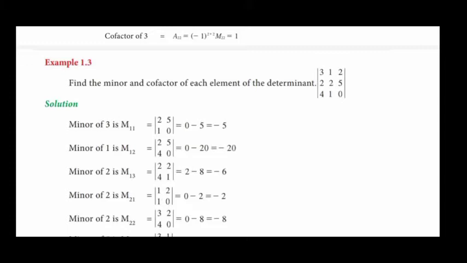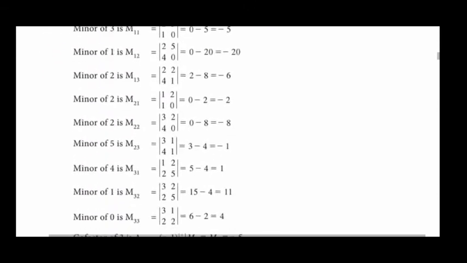Find the minor and cofactor of each of the elements. It is a 3 into 3 matrix. Here we are finding the minor. First taking the element 3. After eliminating the first row and first column, because element 3 lies in the first row and first column, after deleting it we are getting 2 5 1 0. Then minor of 1: if you take the element 1 in the first row second column, therefore first row second column is deleted, we are getting 2 5 4 0. Likewise we are finding the value of minor 3 1 2 2 2 5 4.